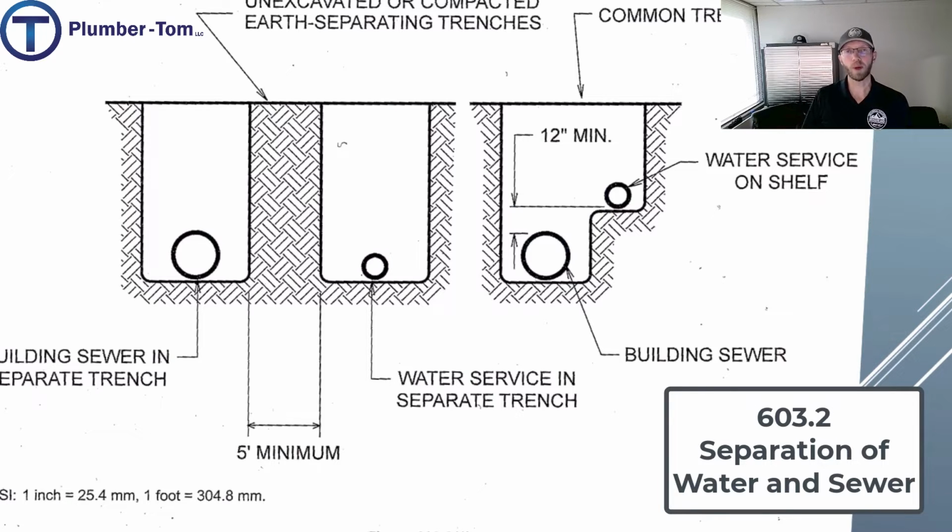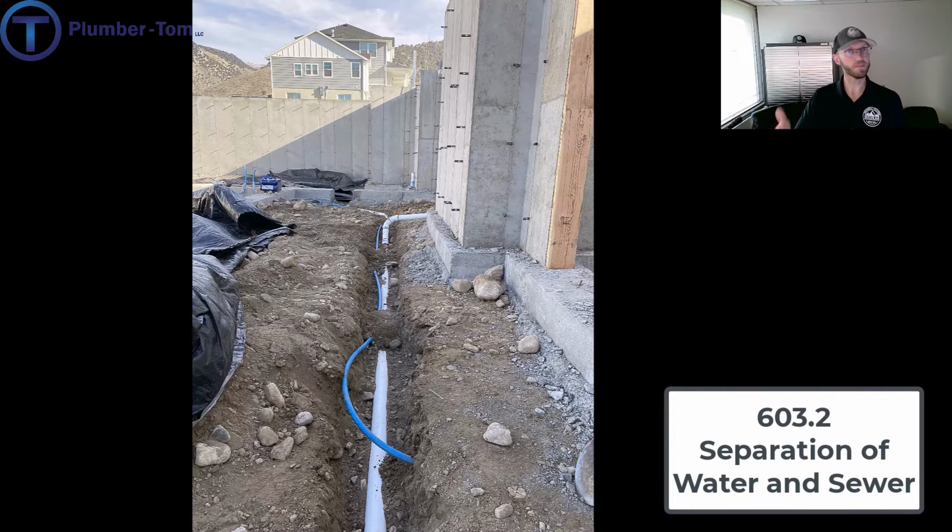Now 603.2 requires a little bit of explanation. It says separation of water service and building sewer. As we talked about before, plumber's purpose is to bring clean potable water and to remove waste. You don't want those getting mixed, right? And for that reason, we want to make sure that our water service pipe is far from anywhere near our building sewer. But many times, we may be running a trench and it's pretty convenient to just put them in together. So here's what it has to say about that.